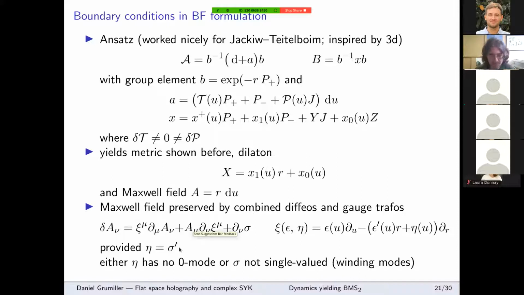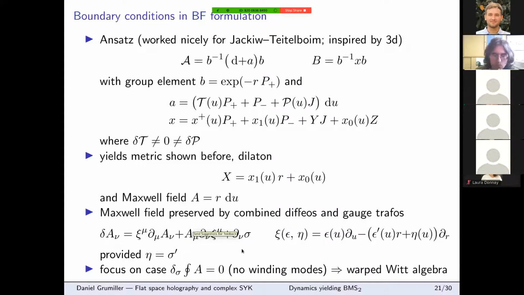So that either means that eta has no zero mode, if we want sigma to be regular and single valued, or sigma is not single valued. So if we allow eta to have a zero mode, that means that sigma prime must have a zero mode, but that means that sigma cannot be single valued. So in that case, we do get winding modes. So the interpretation of introducing the sigma instead of the eta is that we introduce winding modes for the Maxwell field. But in my discussion today, we're going to focus on the case when there are no such winding modes. So again, instead of BMS2 symmetries, we get the warped Witt algebra.